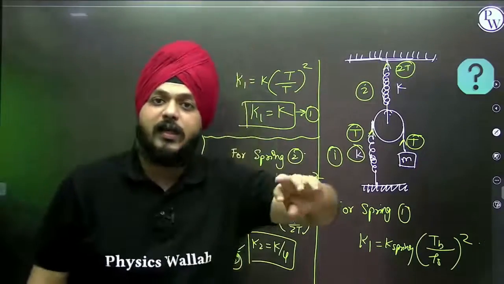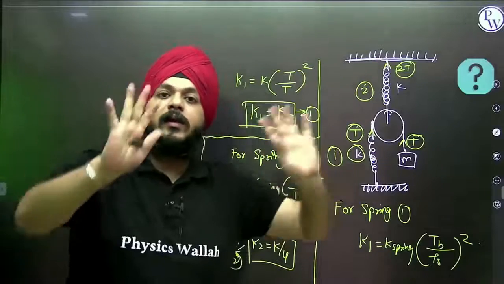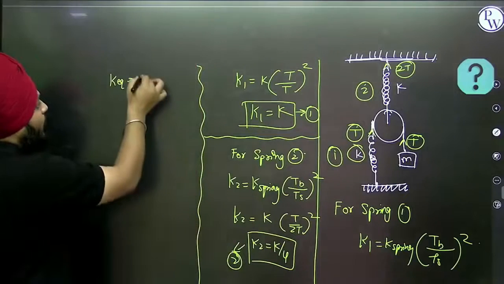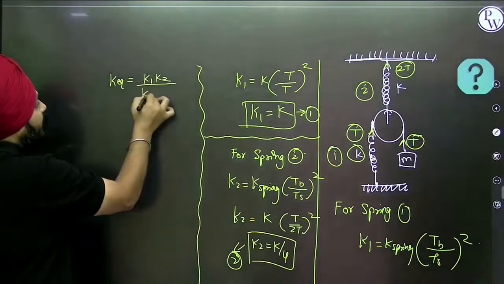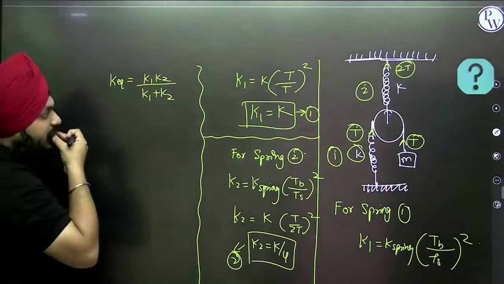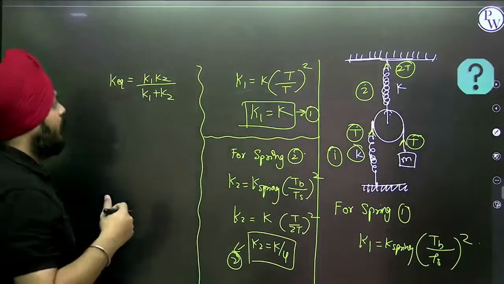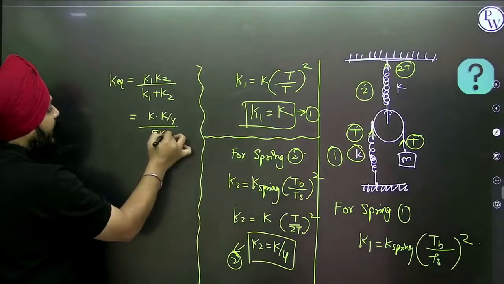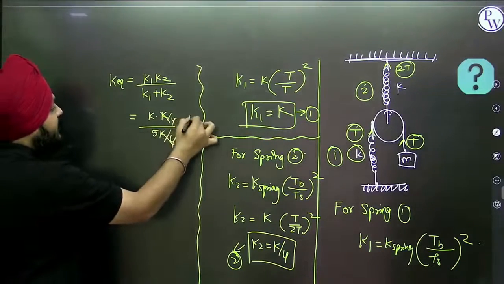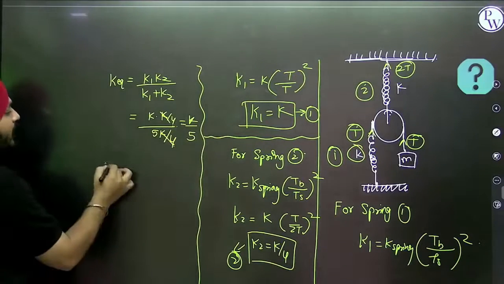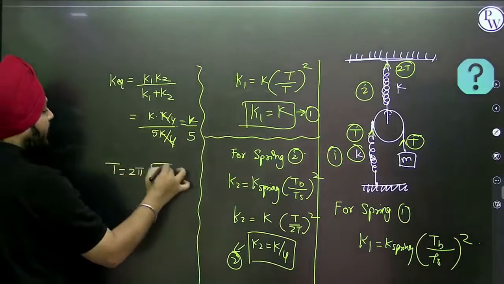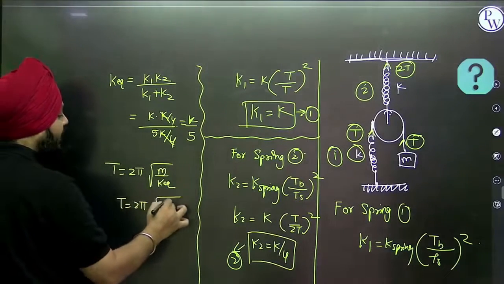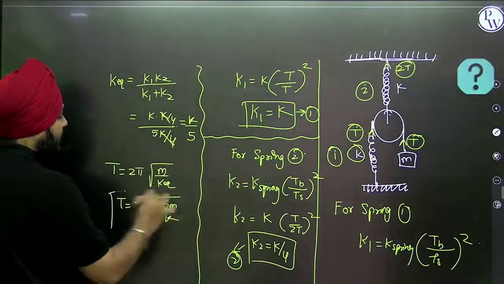Now consider both in series, whatever arrangement is given. What will be the K equivalent? That will be equivalent to K1 K2 whole divided by K1 plus K2. So it will be K times K by 4, whole divided by 5K by 4. So this K by 4 is going to cancel, and K equivalent, we are going to get K by 5. What is the time period? T is equal to 2 pi under root of m by K equivalent. So T is equal to 2 pi under root of 5m by K. This is the time period of the oscillation for the object.